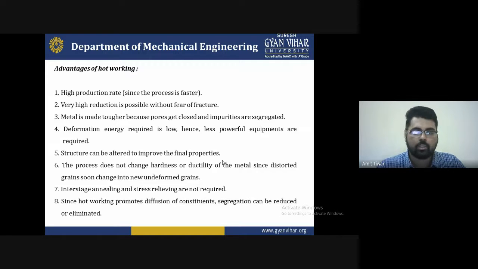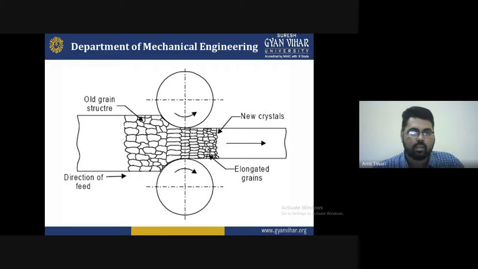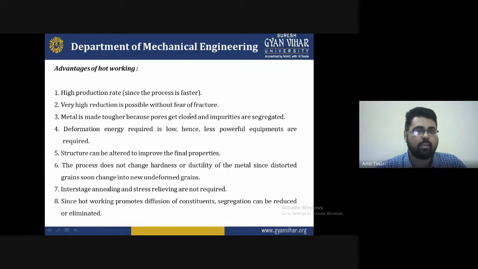Yes, definitely, because in this diagram, in the existing material, the original shape has larger grains that are not close to each other. But in the smaller grains, they are close together, interlocked and fixed. So these are some benefits we are discussing as part of the hot working advantages.